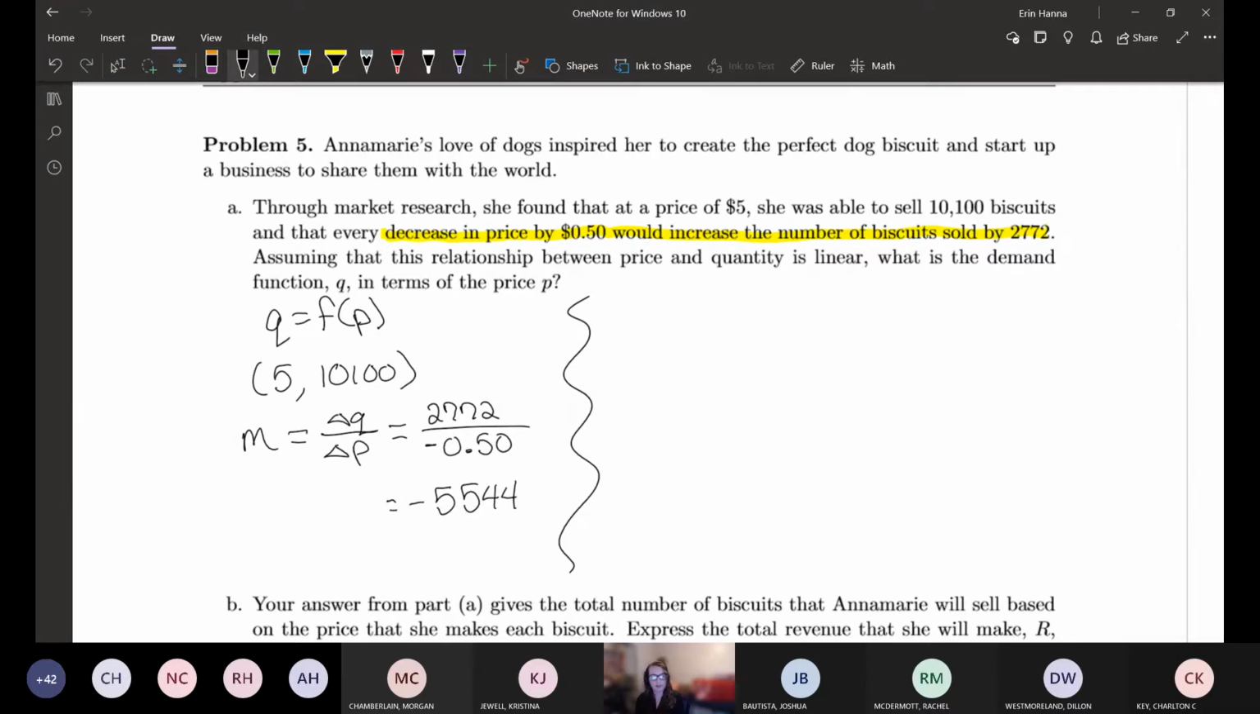So here we have a slope, we have a point. We can now go to our y equals mx plus b format to find our b value. So we've got our y value, our Q value here, 10,100, equals m of negative 5,544, times the x value of 5, the P value in this case, plus b.